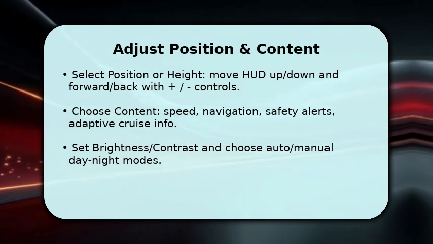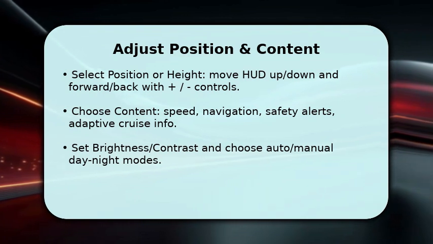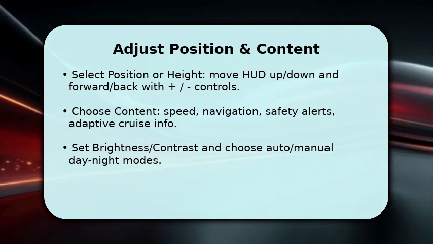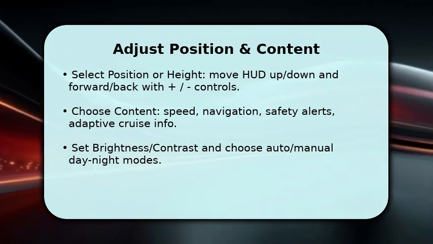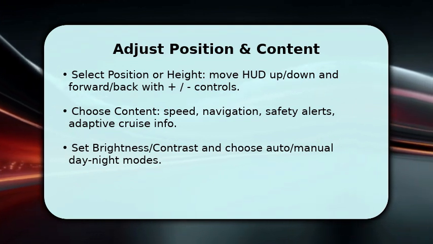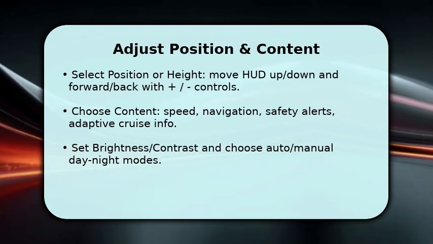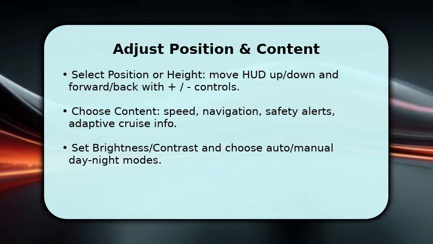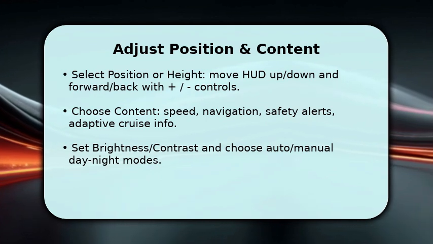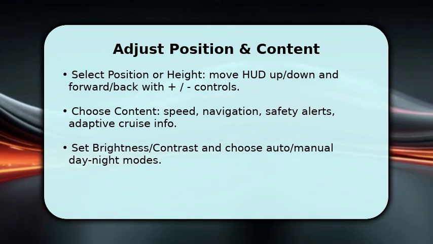Next, choose content to toggle which items appear: speed, navigation arrows, lane departure warnings, or adaptive cruise readouts, so only essential data shows. Then set brightness and contrast. Pick auto for daylight responsiveness or manual to lock a comfortable level. Make small adjustments and confirm visibility through the windshield.